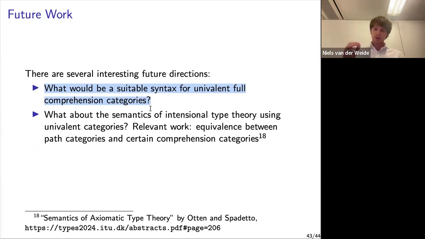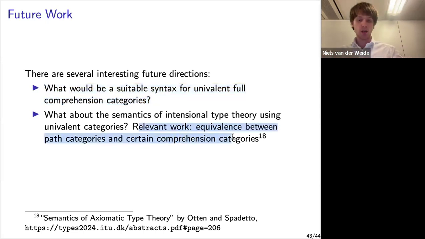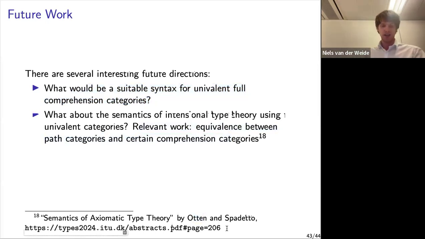And second, I've been constantly looking at extensional type theory, which might be kind of weird at the Homotopy type theory seminar, because we do intensional type theory. So how could one make these kinds of internal language theorems for intensional type theory? There has been recent work on this by Daniel Otten and Matteo Spadetto. And this is the thing that I could find. They compared path categories and comprehension categories.